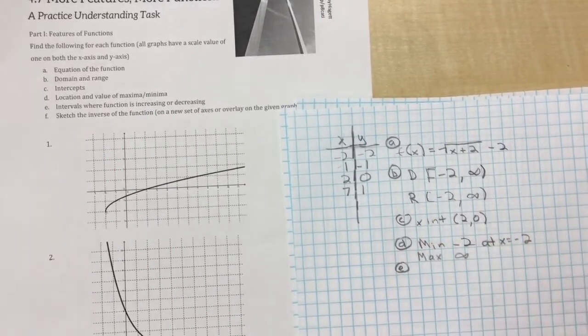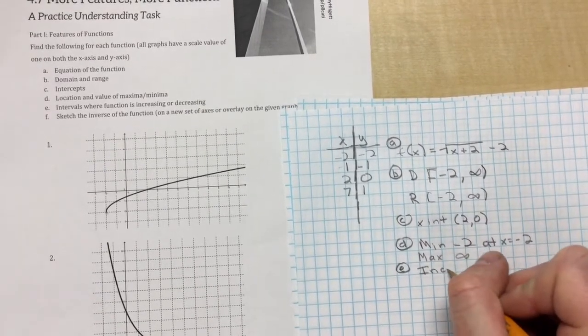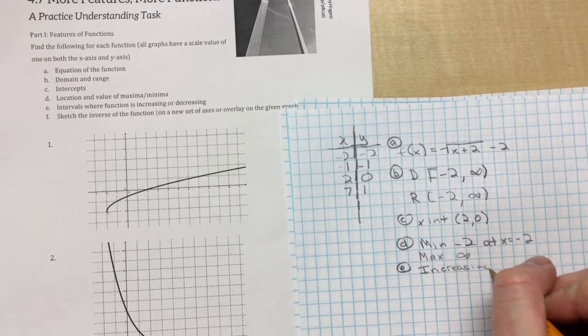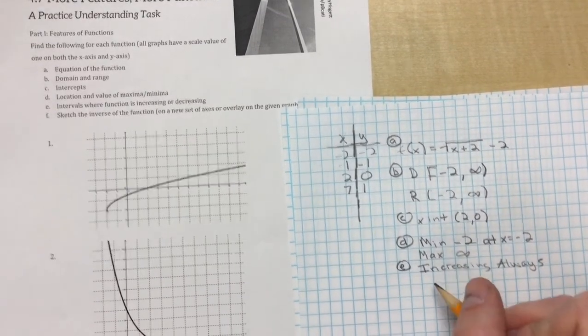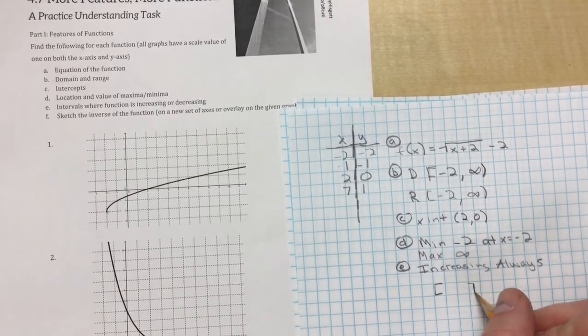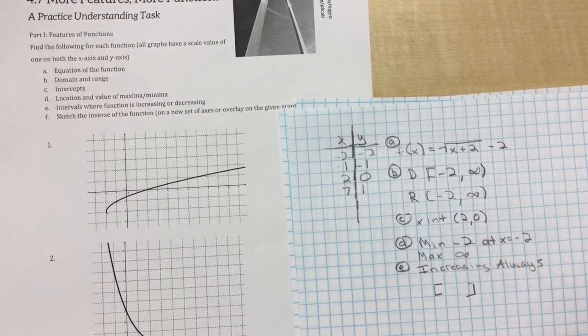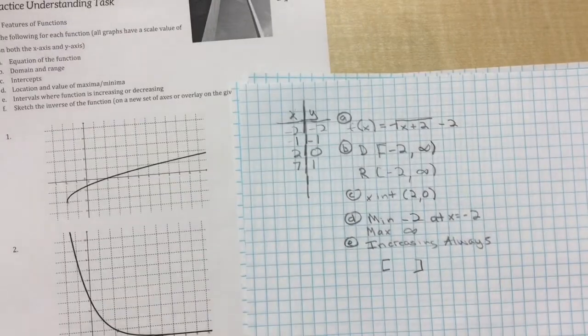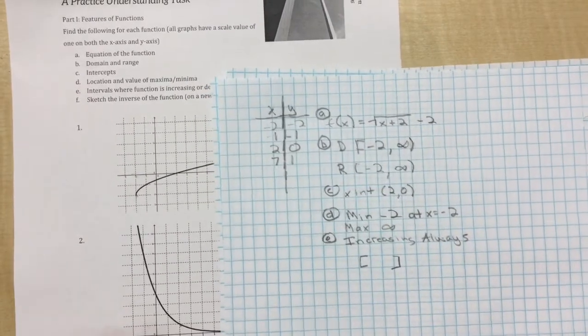E, let's see, intervals where it's increasing. I would say increasing always. Now when you get into future problems, you may have to write it's increasing from a certain number to a certain number, or decreasing, and then just kind of write it in interval notation. Let me scoot that over so everybody can see it. Okay, what else do we need?